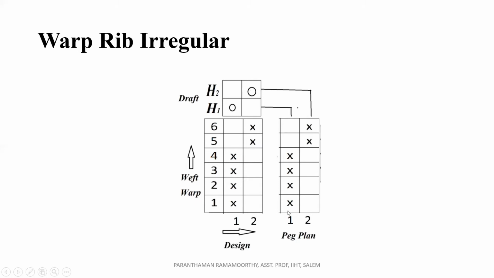Then the peg plan or lifting plan. In the first 4 picks, the heald frame 1 is lifted up, and in the fifth and sixth pick, the heald frame 1 is kept down. The second end runs through the heald frame 2. In this, in the first 4 picks, the heald frame 2 is kept down, and in the fifth and sixth pick, the heald frame is lifted up, forming the warp up.